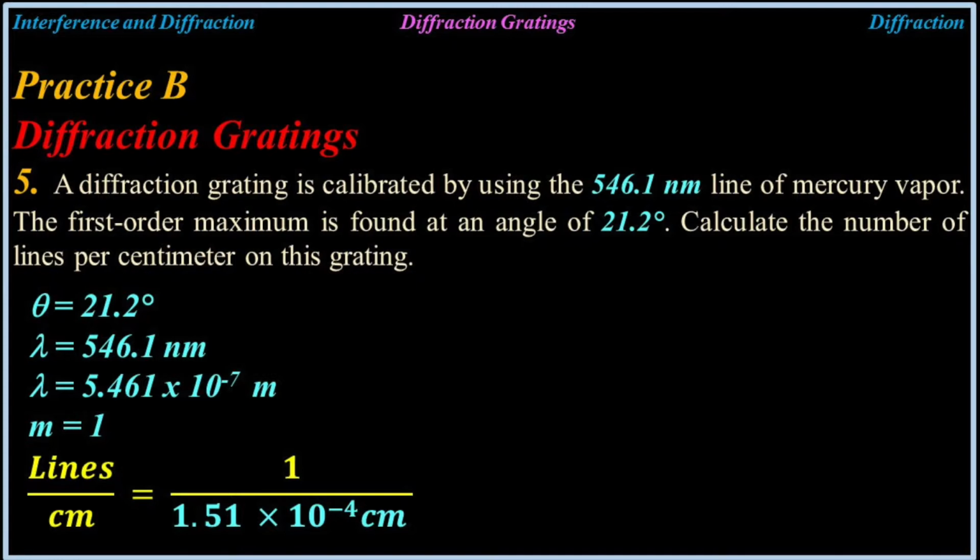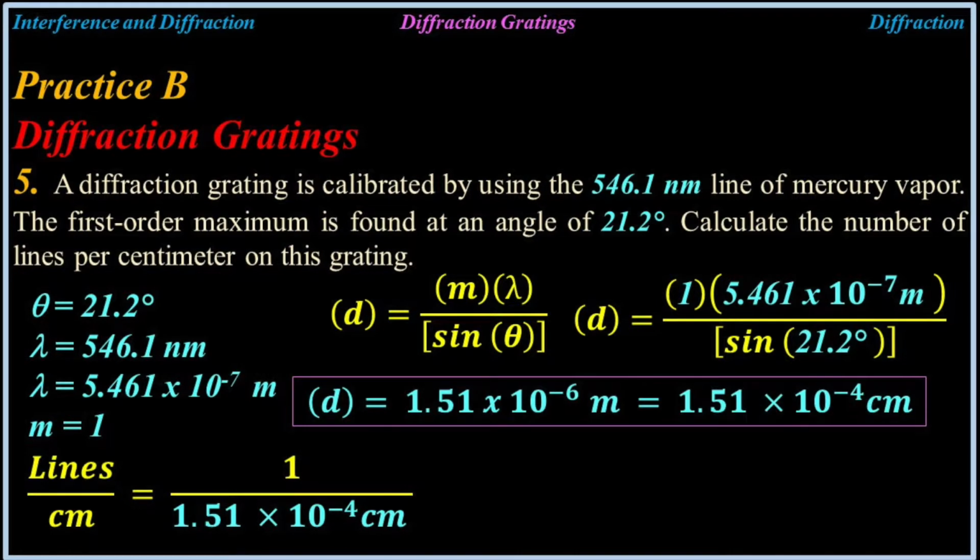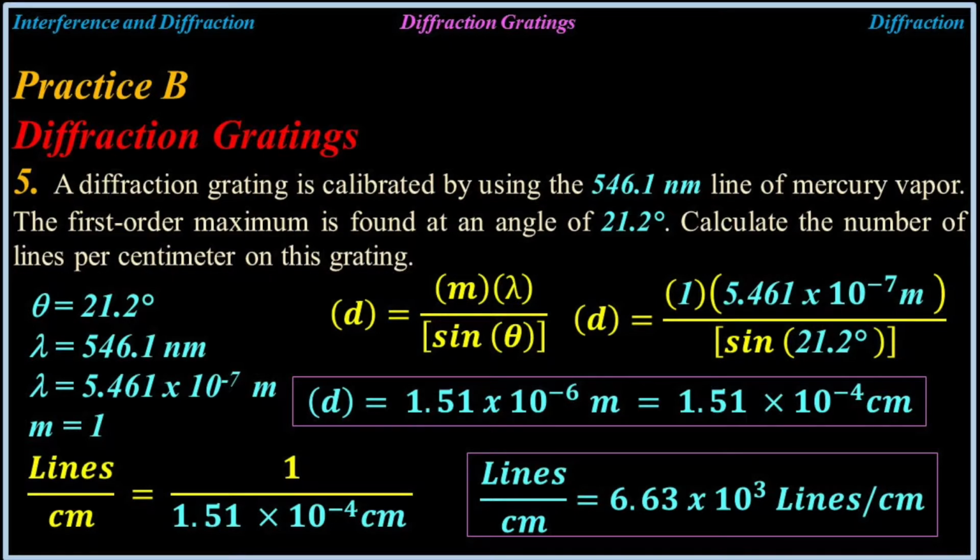And we want to find lines per centimeter. All right, so we want to find D. So we have the equation set up, we plug in, and we find D. 151 times 10 to the negative 4 centimeters, with the lines per centimeter of 6.63 times 10 to the third lines per centimeter. That is 6,630 lines per centimeter.